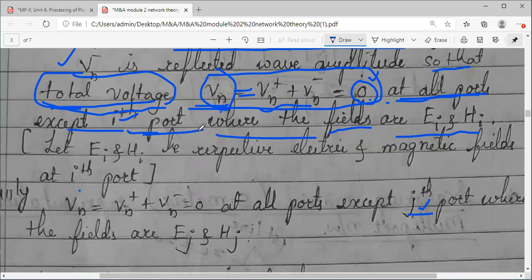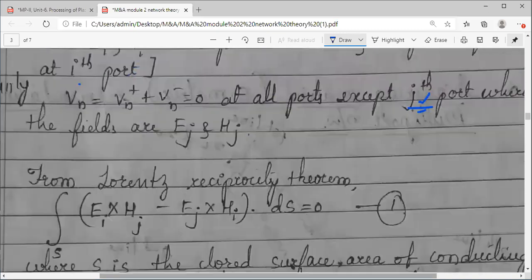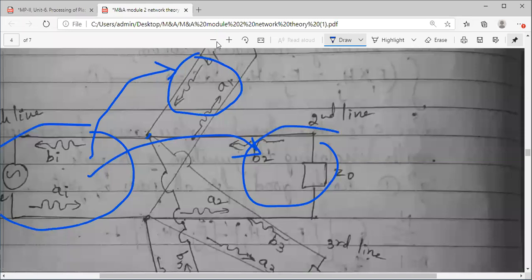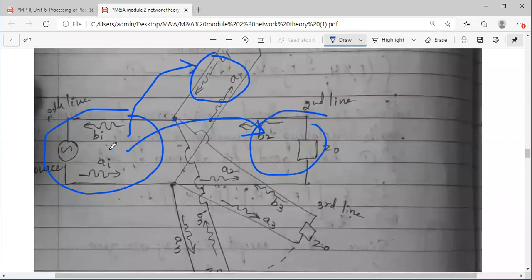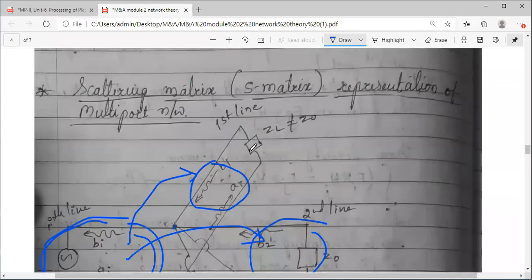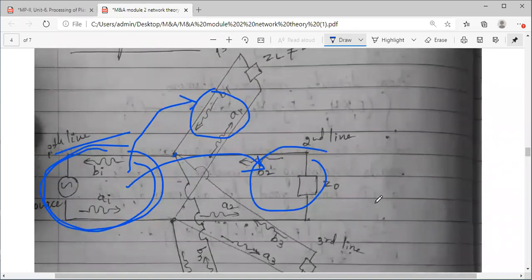Here Vn equal to 0 will not hold good. Which are those two ports? One is i and one more in general is j. Just try to recall this figure. Here we have the ith port, there is one ith line. In general there are many, 1, 2, 3 and so on up to n. So I have taken a pair of ports: i, and instead of taking 1, 2, 3, a general number, I have taken j.